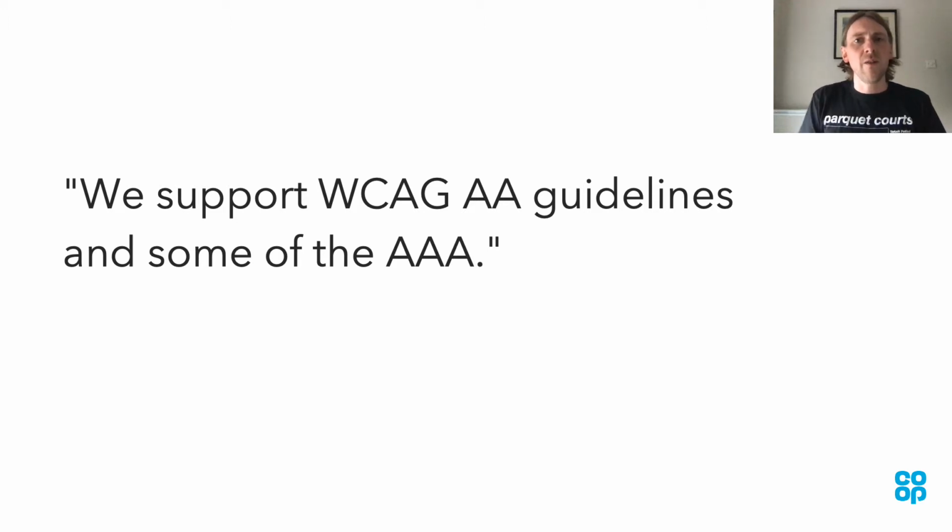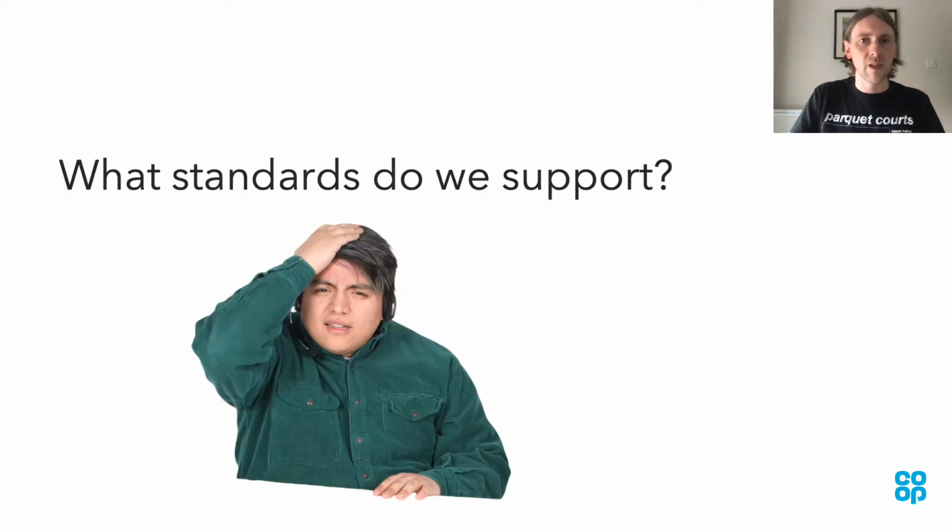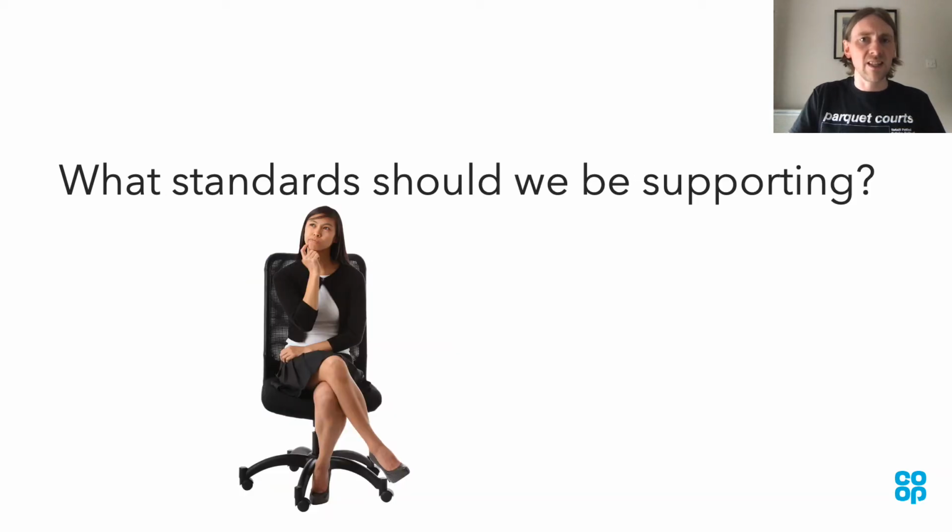In our work, we often come across phrases like, "We support WCAG AA guidelines and some of the AAA," or "It's up to you which bits of AAA you support." But what does this actually mean? It's not very inclusive, it's not very accessible, it's not very clear what you're talking about when you hear this. It can leave teams thinking, well, what should we be covering? And also it can leave decision makers and stakeholders thinking, what should we be supporting, or even completely unaware of what we're meant to be supporting.